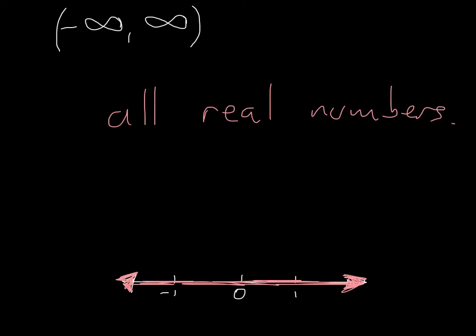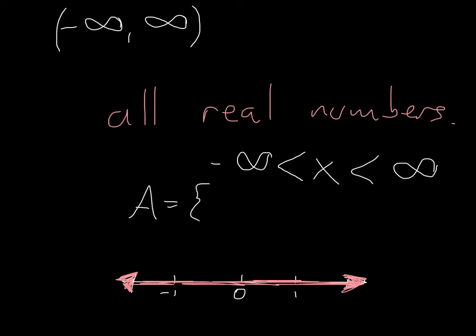If we really want to be pedantic, we can write this as a compound inequality. X is greater than negative infinity and less than infinity. And our set notation, we can either write with English words or with that compound inequality. And by now you should be able to convert a compound inequality into an intersection pretty quickly.